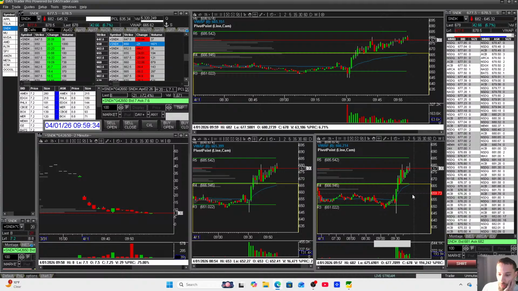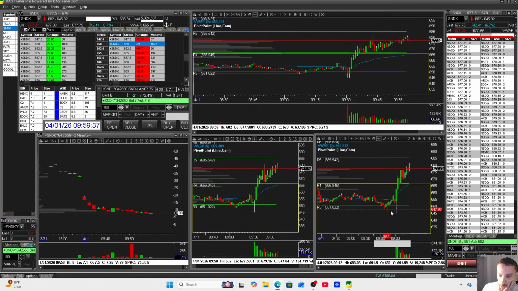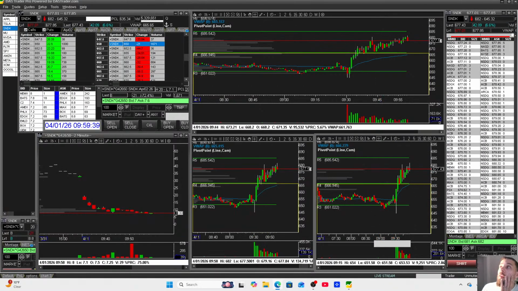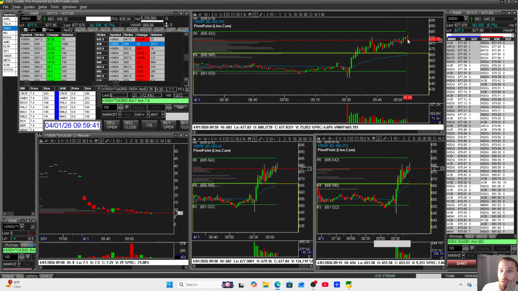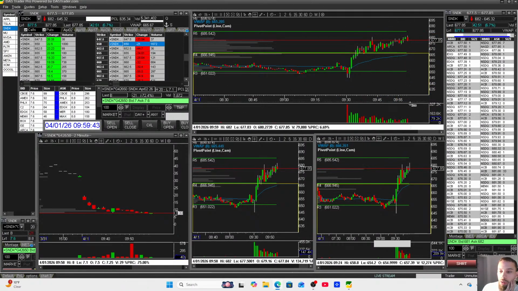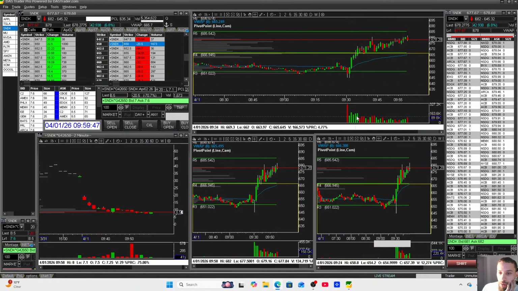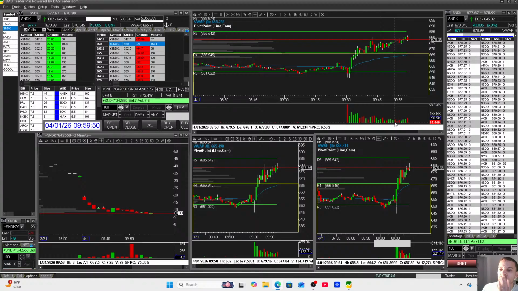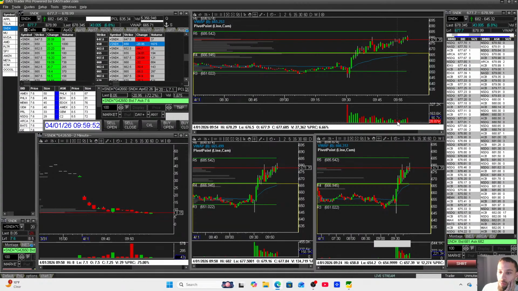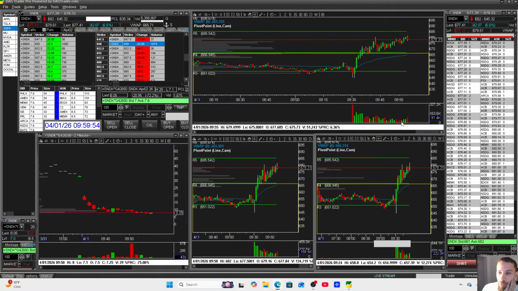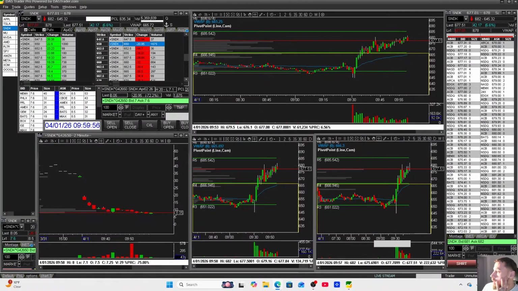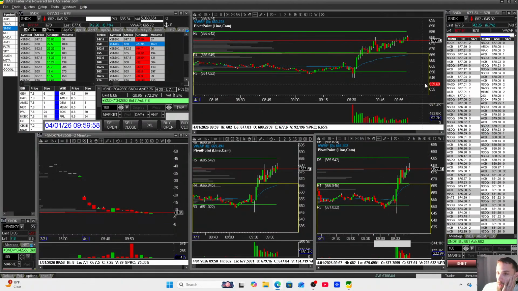Volume's very average right now, though. If I were to take a position on SNDK, I really need to see some exhaustion volume, lots of volume like this, or I need to see very low volume or participation that looks like this before I consider taking any position here on SNDK.